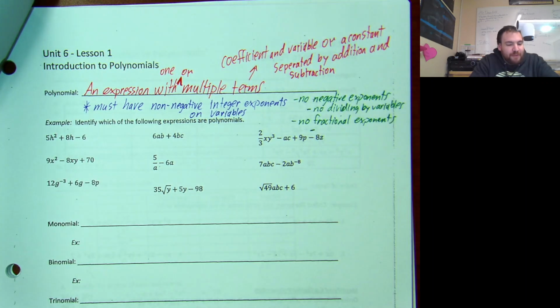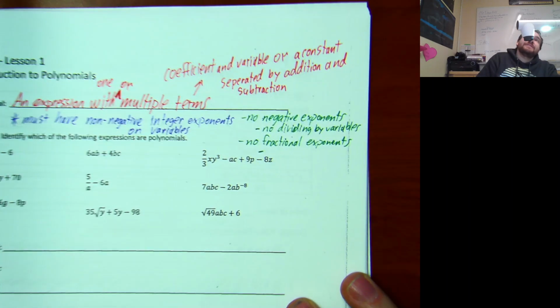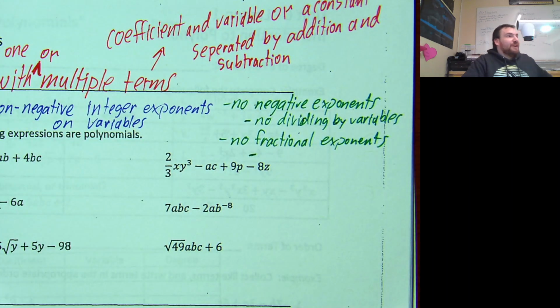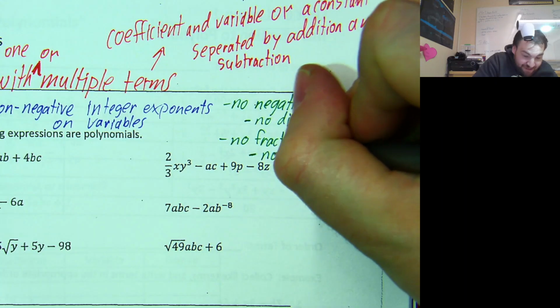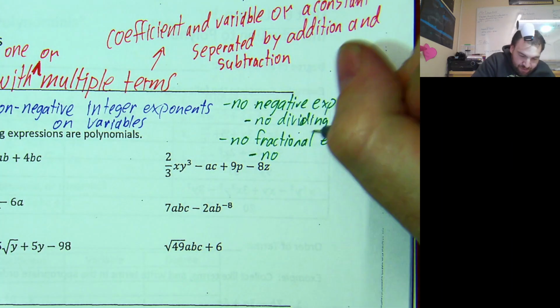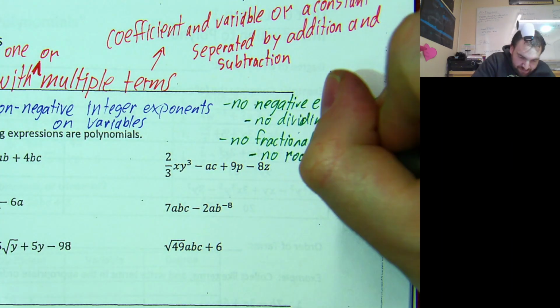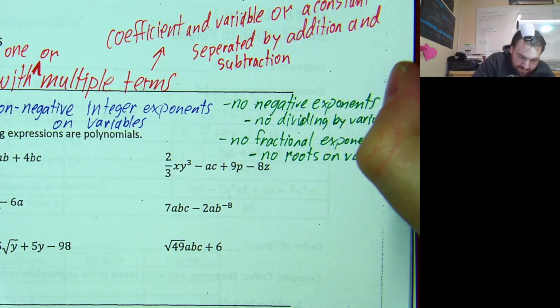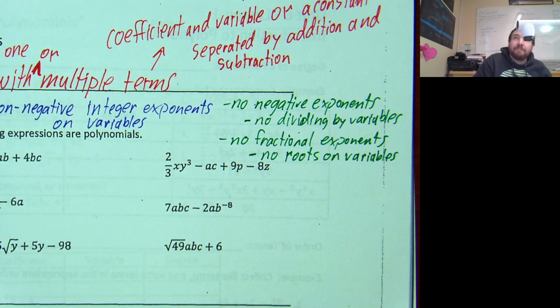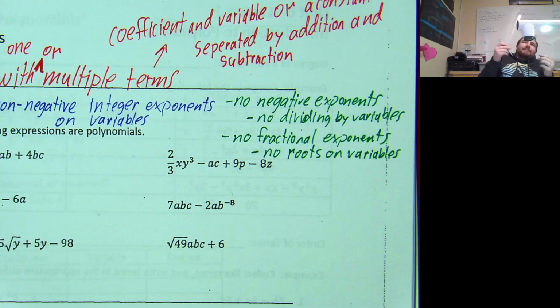And no fractional exponents means no what? What does the world of fractional exponents open up for us? Radicals. Yes, roots. No roots on variables. Okay? So to come up with a polynomial, there are restrictions now to what we consider a polynomial to be.